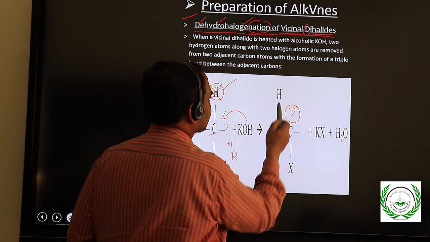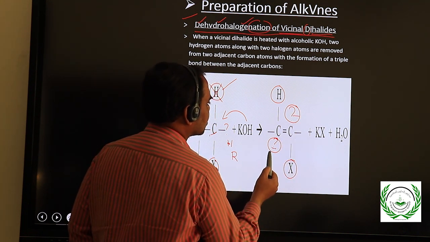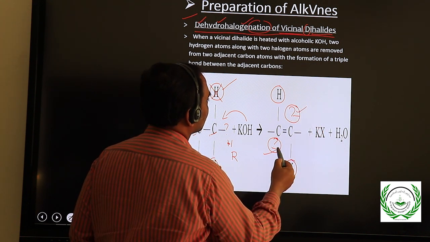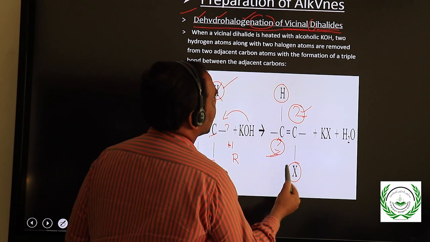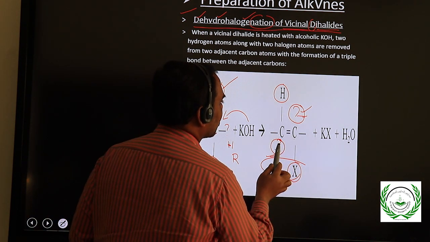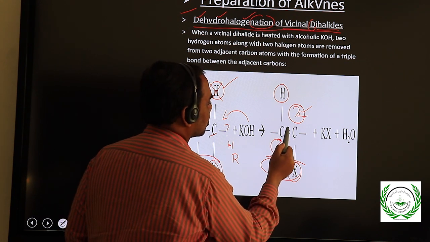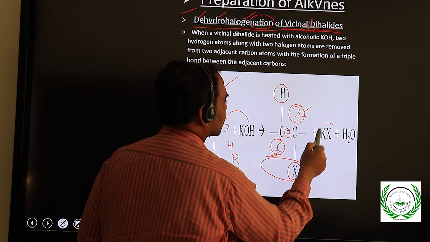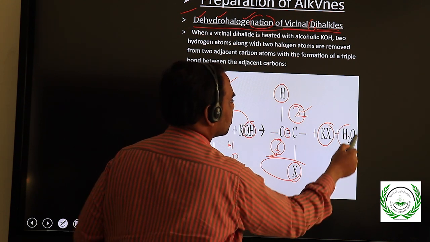So now what is left? One hydrogen is left here and one halogen is left here. When this part and this part are removed, this is called dehydrohalogenation of vicinal dihalides, with 2 adjacent carbons. It has 2X, so it is called a dihalide. So one X from here and the H from here go out. Due to this, the single bond is going to form a double bond, and K and X react to form potassium halide, and this hydrogen and OH react to form water.